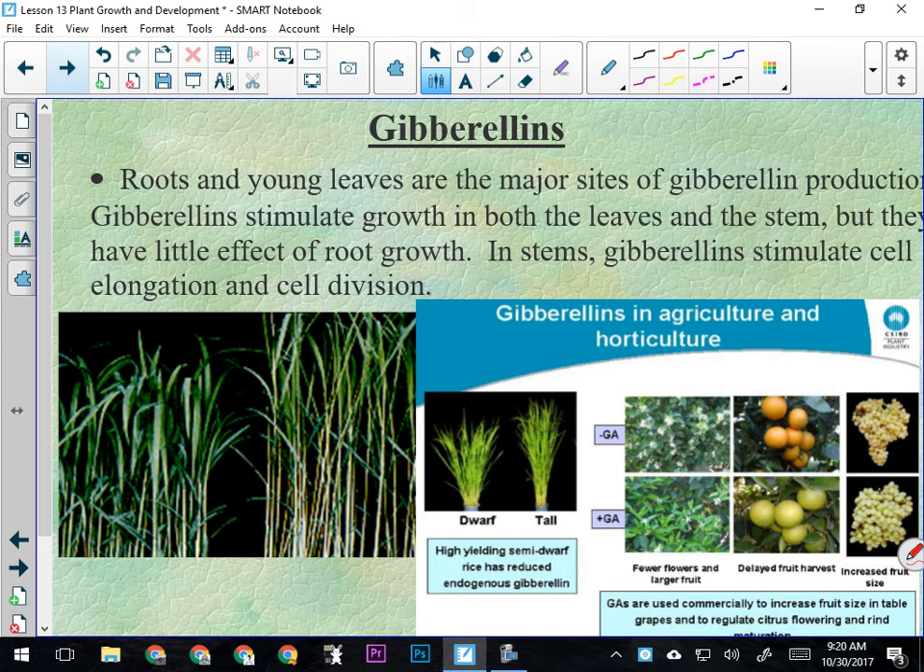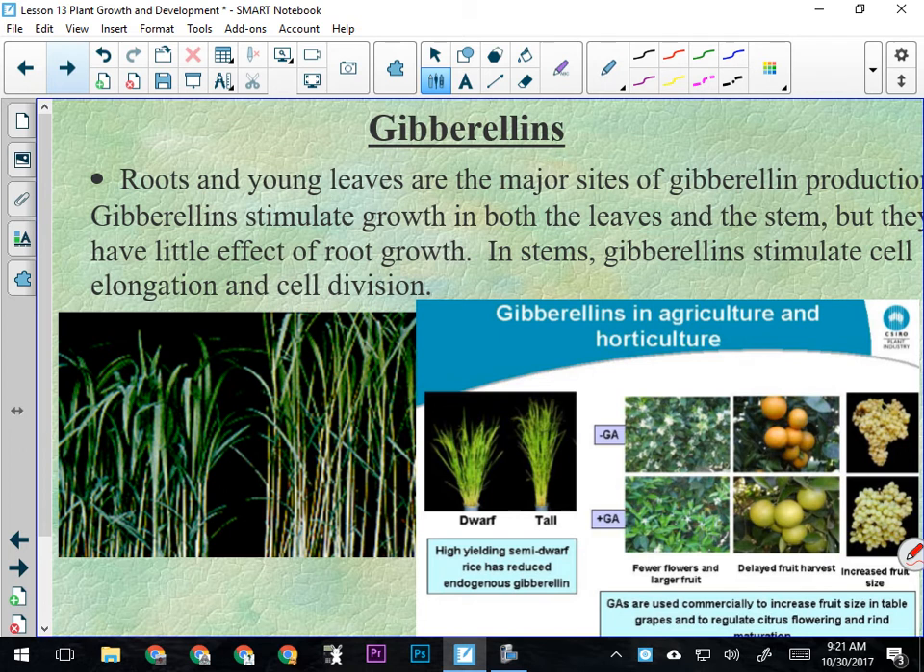Yes, but the effect is not there. Is what I'm saying. Yes, roots may be producing them, but the effect is not necessarily there. It's just a growth hormone. Yeah. And when I say root growth here, I mean primary growth. They do affect secondary growth, which is girth. So they make the roots get bigger as opposed to longer, right? So gibberellins tend to be more a thing of secondary growth.